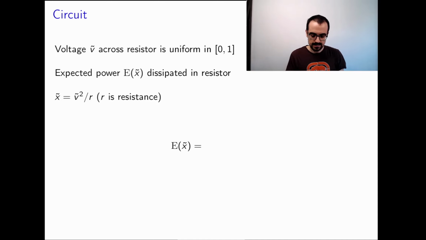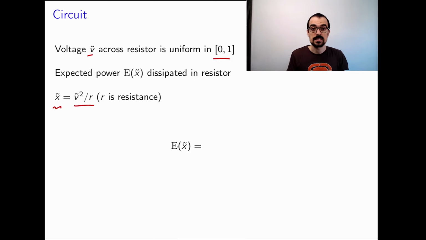The voltage V across a certain resistor is uniform in 0, 1. And we want the expected power dissipated in the resistor. You don't know much about circuits. It doesn't matter. What's the whole point? The whole point is that the power is given by the square of the voltage divided by some constant R. So essentially, what do we want? The mean of the square of a random variable where we know the distribution of the random variable.